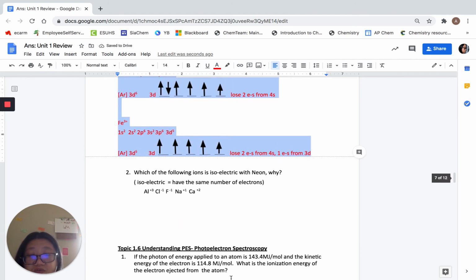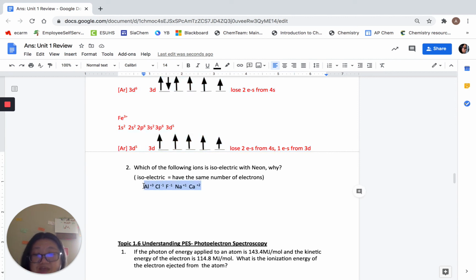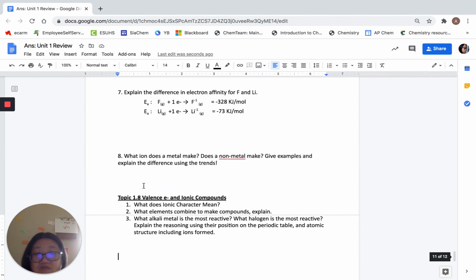Okay, let's go to the next one. This one, sometimes AP will tell you, sometimes they won't. So I'm just go ahead and telling you right now. Isoelectronic. Isoelectronic means that they all have the same number of electrons. Which of the following ions is isoelectronic with neon? So that means they have the same number of electrons as neon. And then tell me why. So, well, really easy. I don't even need to do electron configurations.